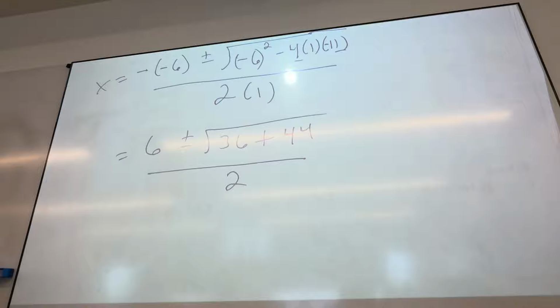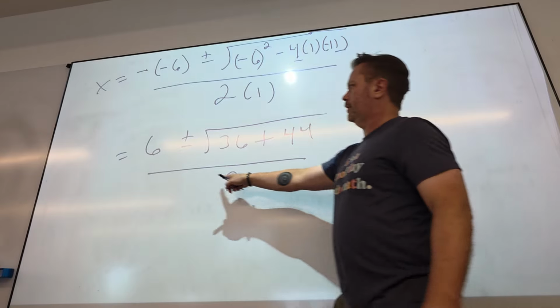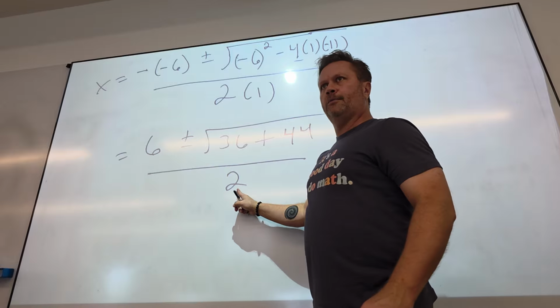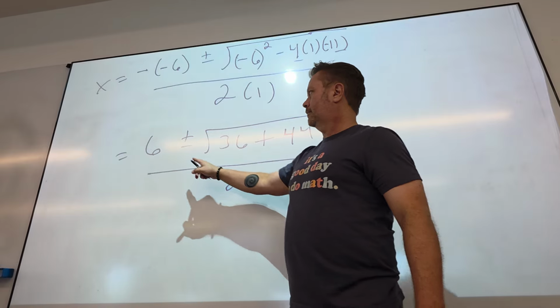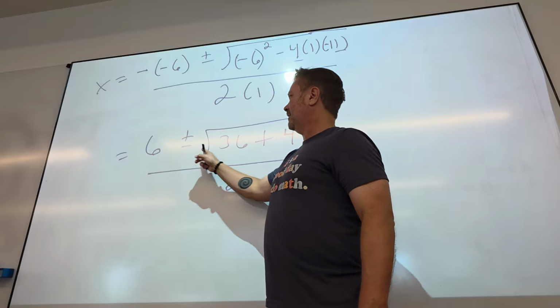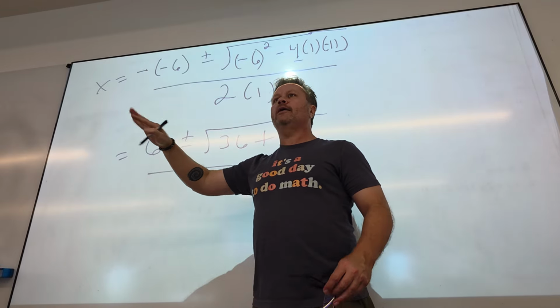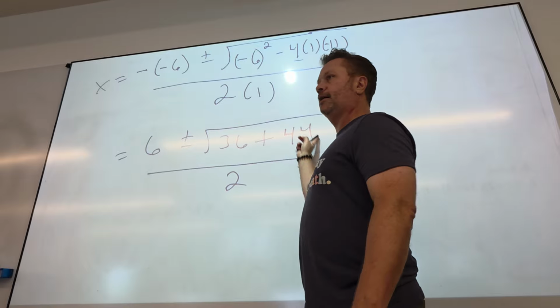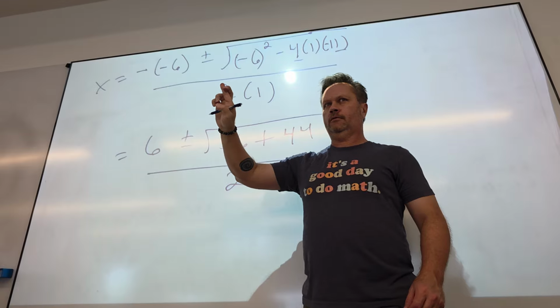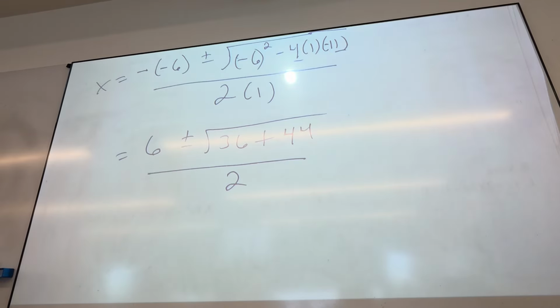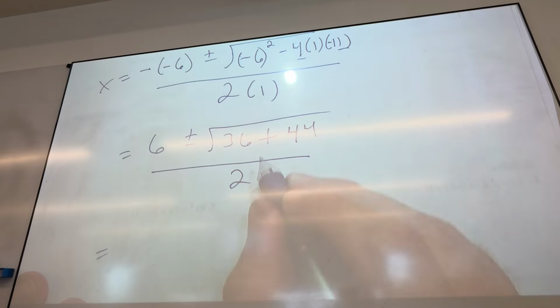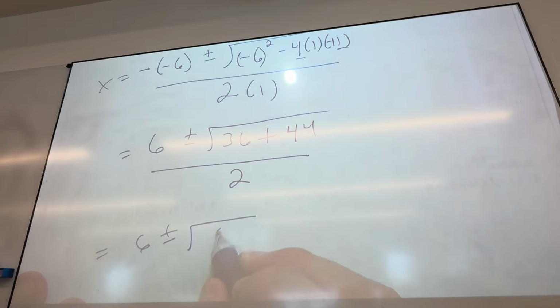The next level mistake I see is somebody will make this a 3, and this goes away, but what's being divided by 2? 6. This, and this. So you can't just divide one of them and have two go away. That's not fair. This guy should also get cut in half. So what's 36 plus 44?